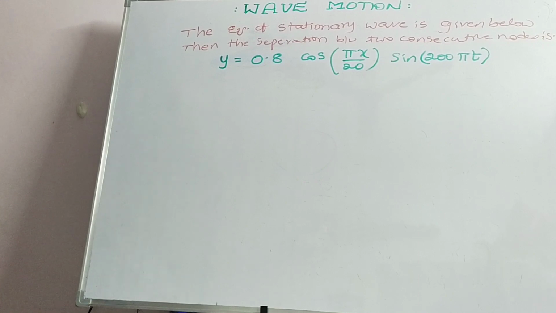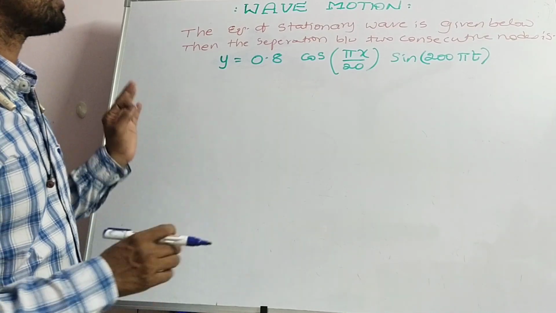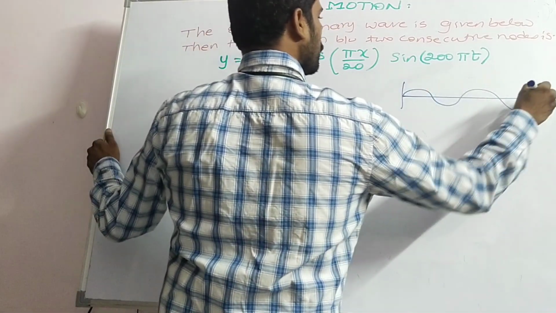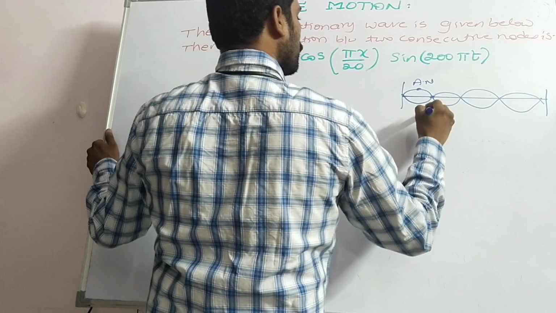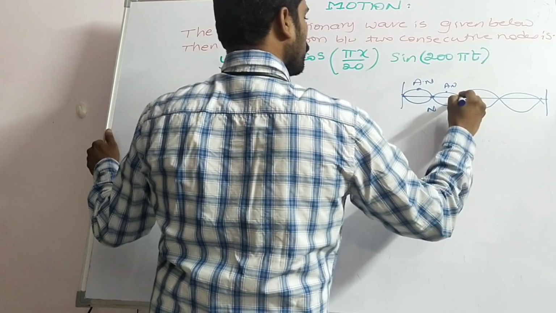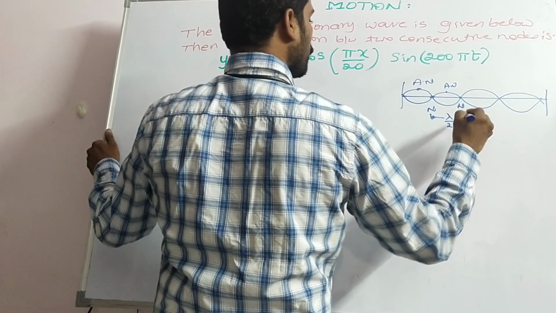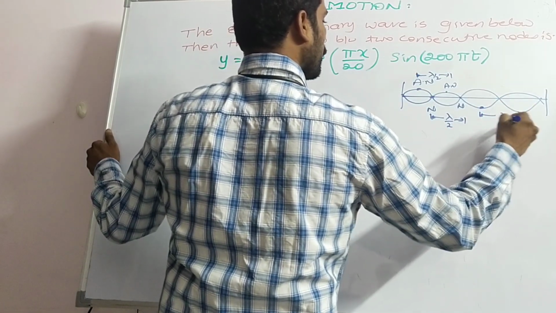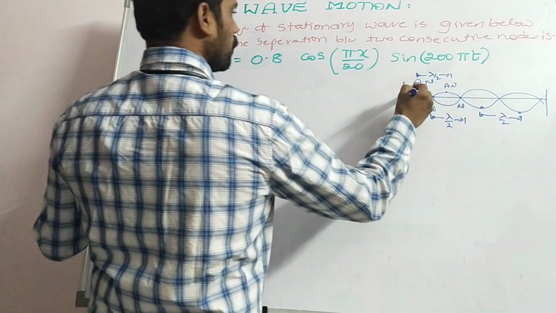Now here we have another problem, a stationary wave expression is given: y is equal to 0.8 cos pi x by 20 sin 200 pi t. We have to find the distance between two consecutive nodes. So let us consider a stationary wave. It looks like this. This is called antinode. This is called node. This is antinode. This is node. So the distance between two successive nodes or successive antinodes is lambda by 2. From here to here, lambda by 2. Consecutive means successive or side by side.